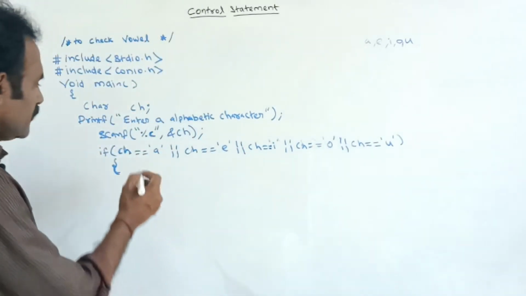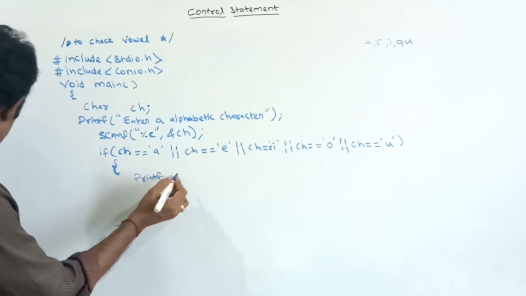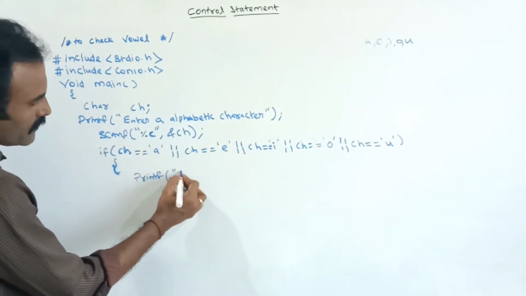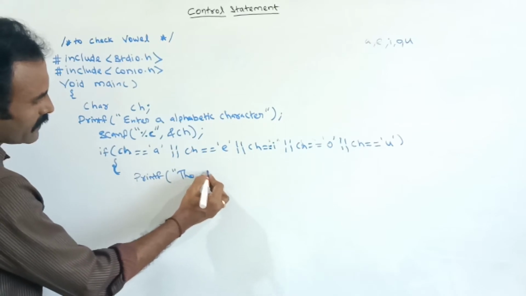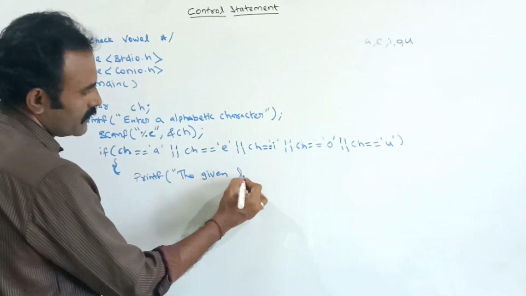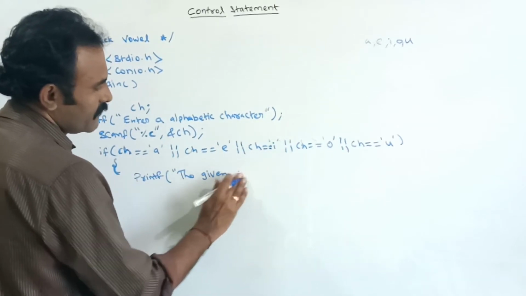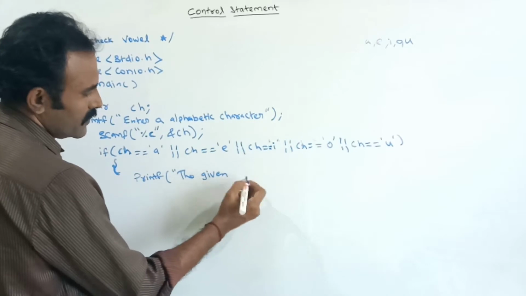So here I am telling it to print the given letter, the given alphabetic character from the keyboard.